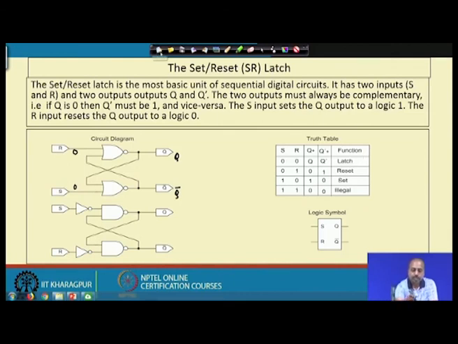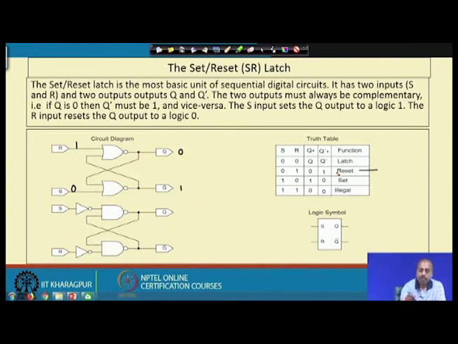Now, let us take the other combination, say S equal to 0 and R equal to 1. Since this is a NOR gate, irrespective of the value of Q bar, Q will become equal to 0. This 0 comes to the other gate and makes Q bar 1. So when S equals 0 and R equals 1, we get Q plus equal to 0 and Q bar plus equal to 1. That is the reset, as if the latch has been reset.